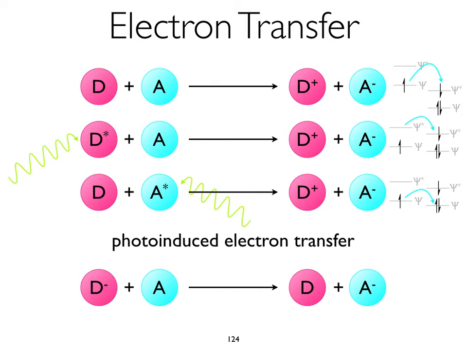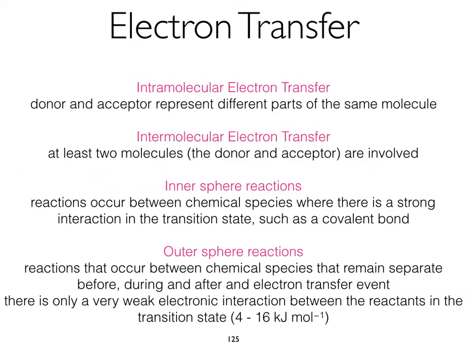I can also have a final system where one of my pair has a lone electron. In this case, my donor has a lone electron sitting in what would be its LUMO orbital, and that electron can move to the LUMO orbital of my acceptor, and this is just called electron exchange. So I have various different electron transfer processes by name.